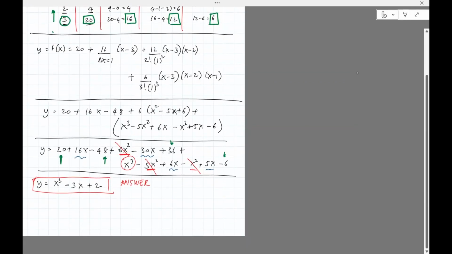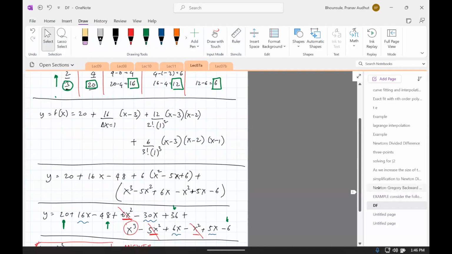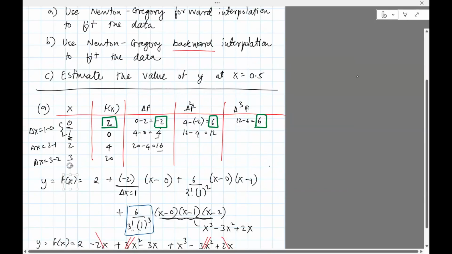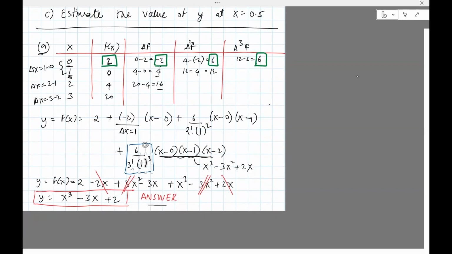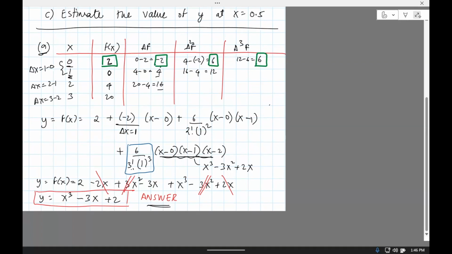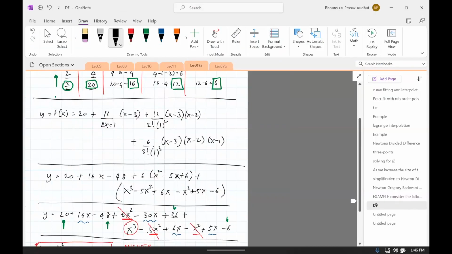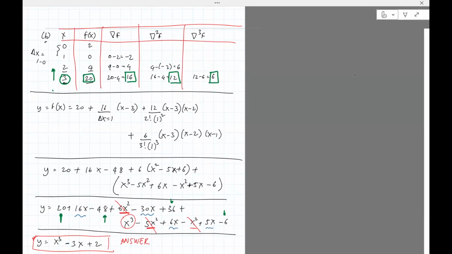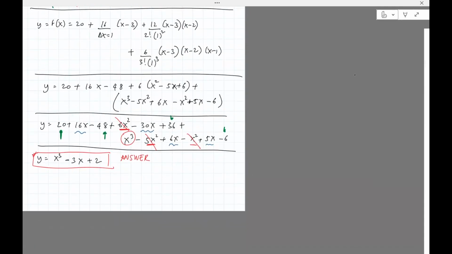Okay, so what we see here is something interesting. If we look at the solution I got for part A, the solution obtained using forward interpolation, x cubed minus 3x plus 2. We did this with a different method, a different formula. Backward, this is part B. With backward interpolation, you get the same answer, x cubed minus 3x plus 2. So you should expect the same answer no matter which formula you use.